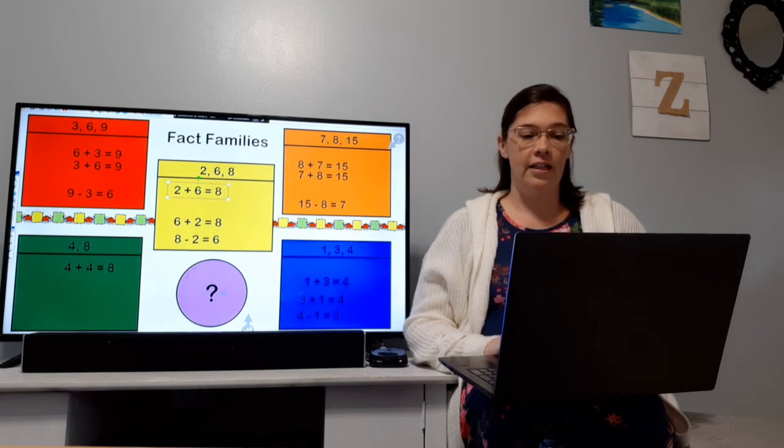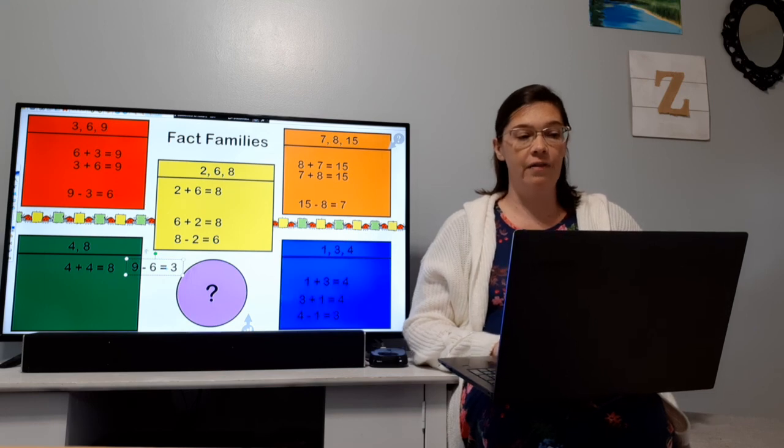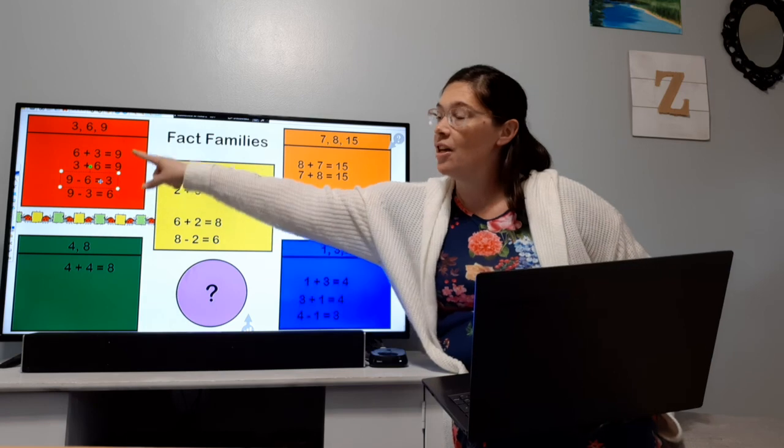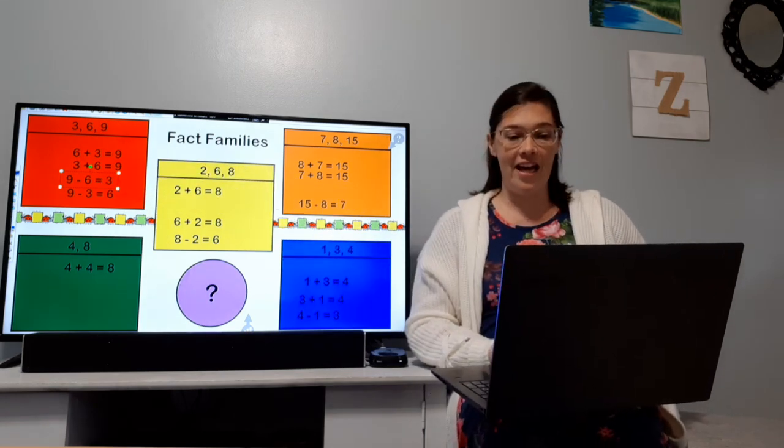And then, let's see here, 9 minus 6 equals 3. I think we've completed our first fact family because we have 4 facts, 2 addition, and 2 subtraction. 3, 6, 9. So that one's done. Yay! Let's see which other one we can complete.